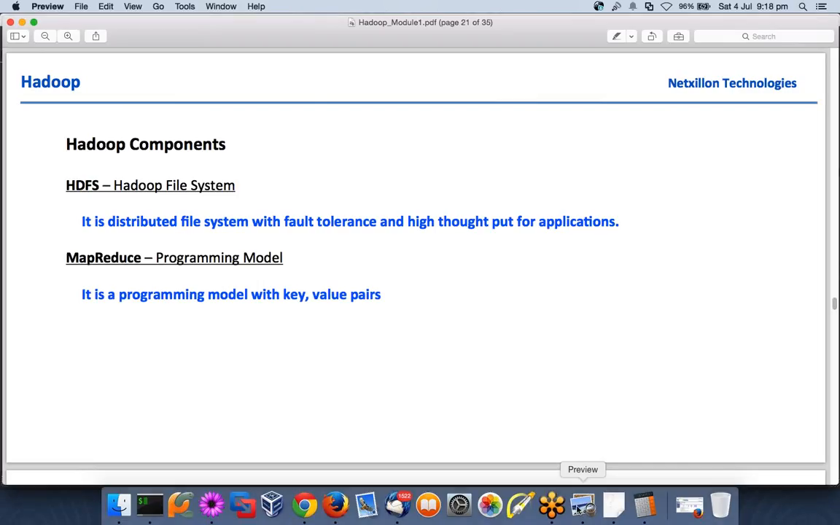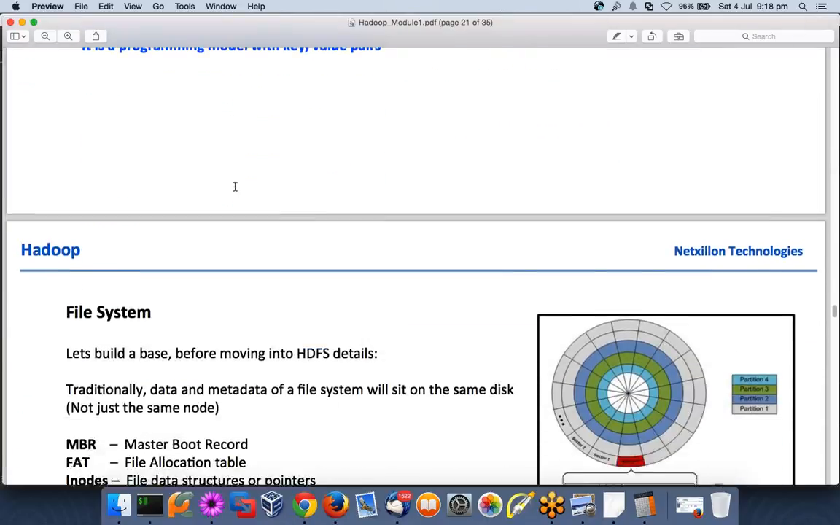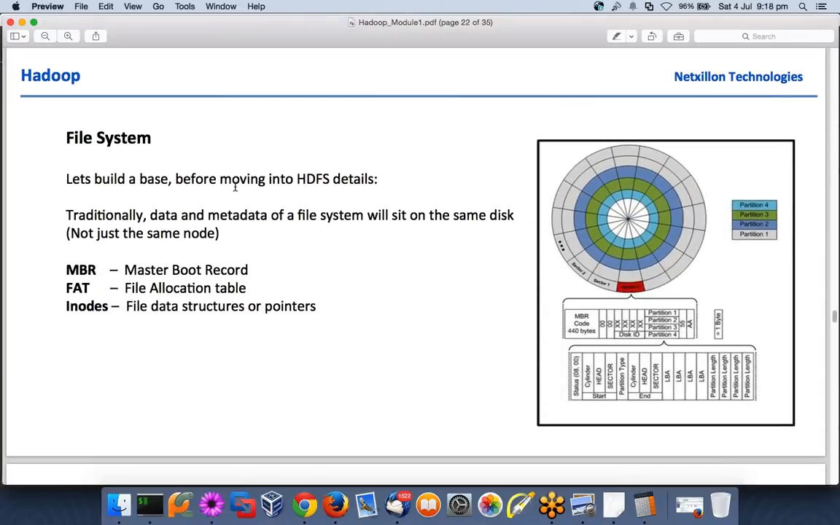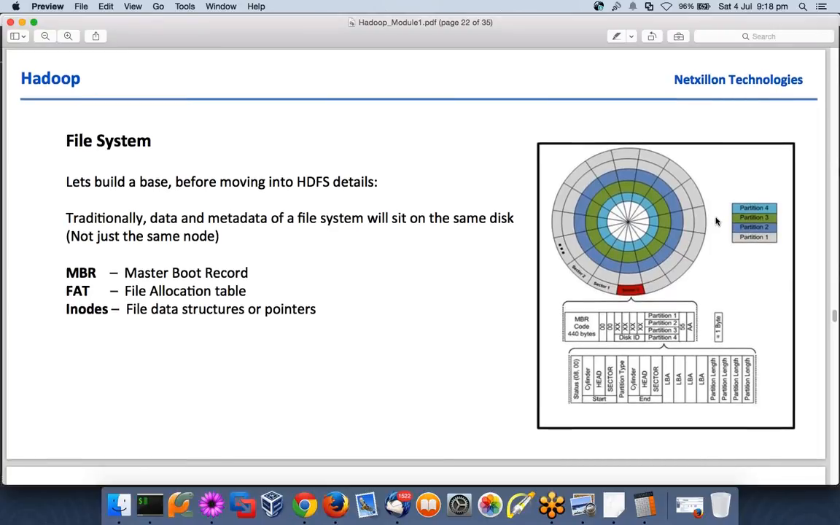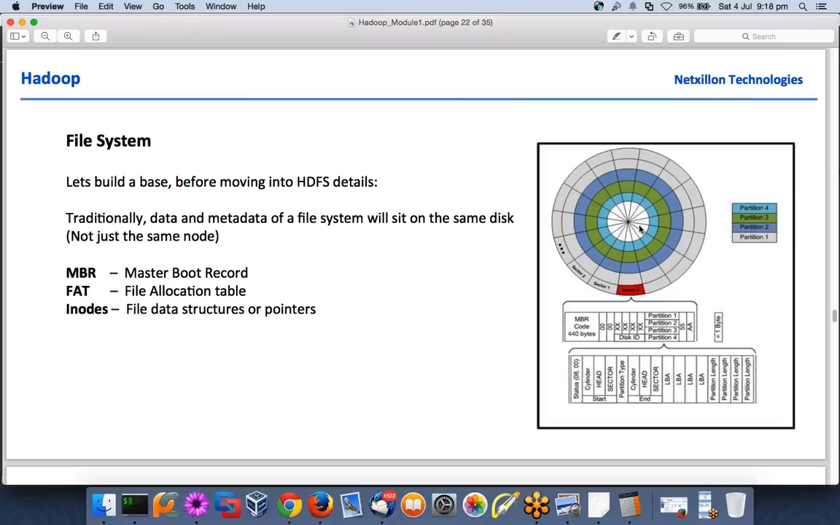So now, Hadoop HDFS is also simply a file system. Now let's look a little bit deeper into it. Before understanding Hadoop HDFS, let's go a little bit into the traditional file system: how a disk is laid out and how data is stored.